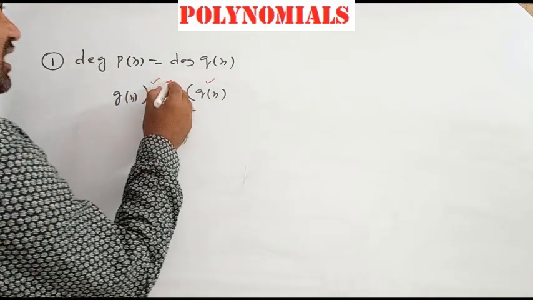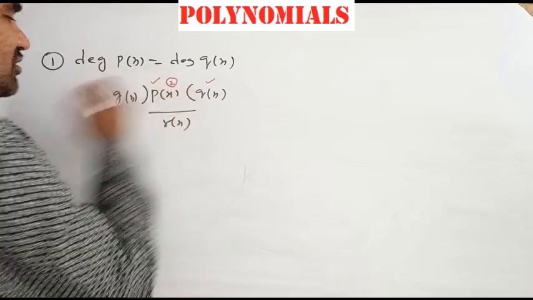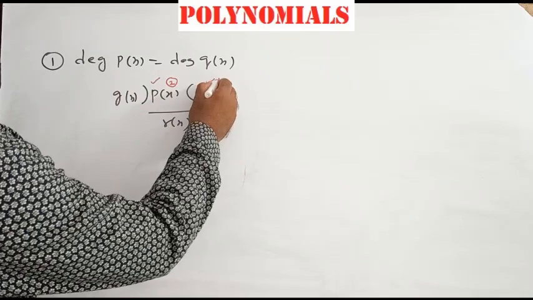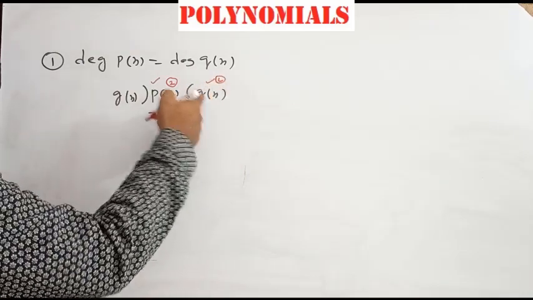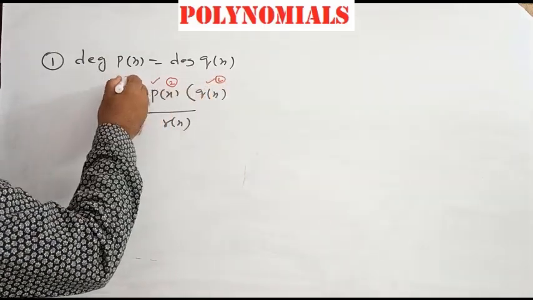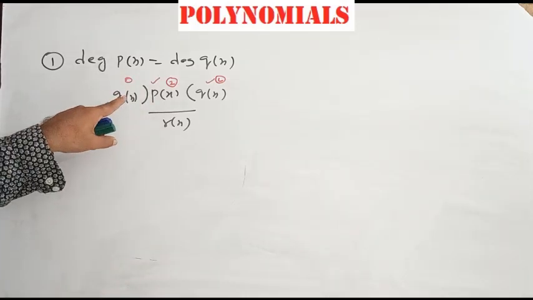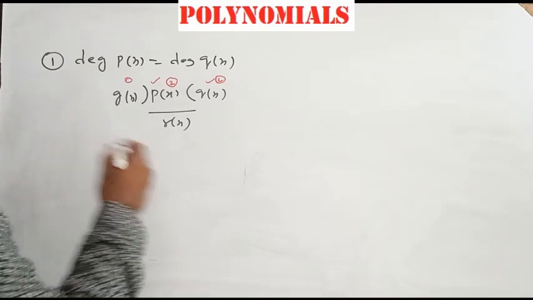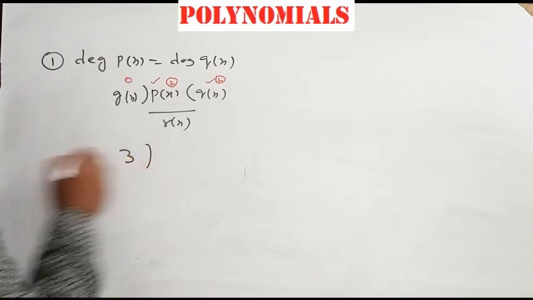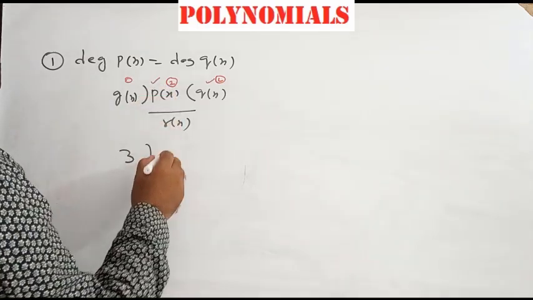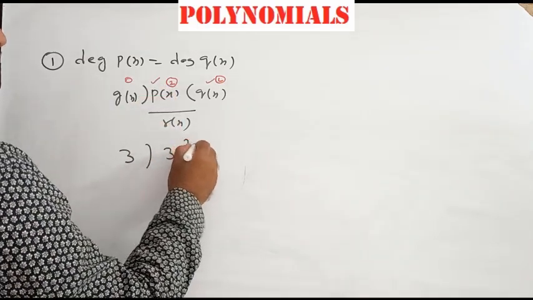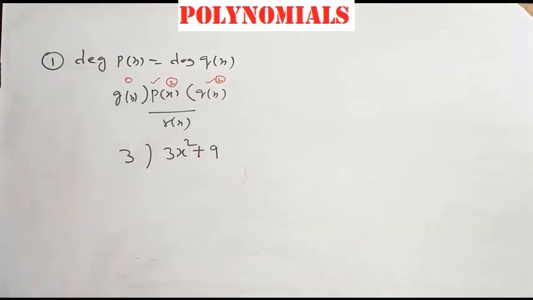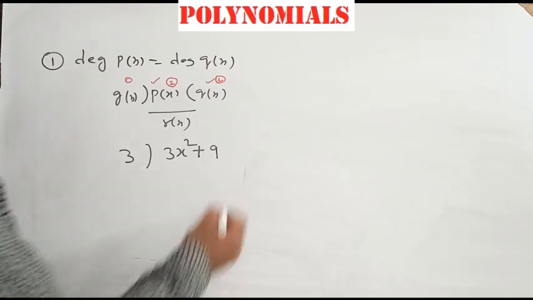So I want to take a second degree polynomial as p of x. If p of x is taken as second degree, automatically q of x is also second degree. So actually degree of q of x is nothing but degree of p of x minus this, which means this should be 0 degree, meaning constant. So now g of x is taken as some constant, some 3. And p of x is taken as 3x square plus, for example, some 9. You just need to take examples, that's all.